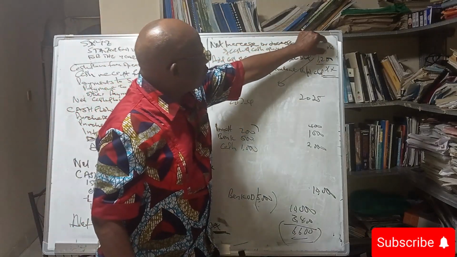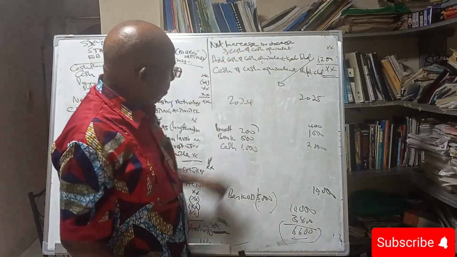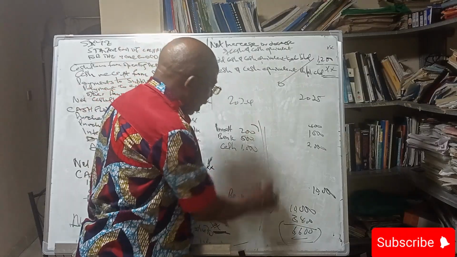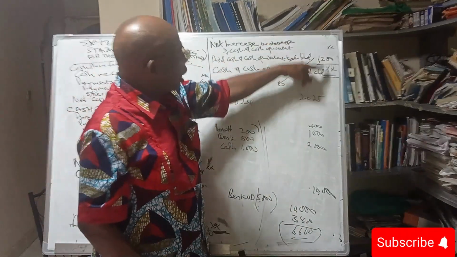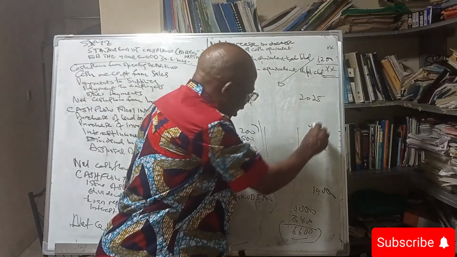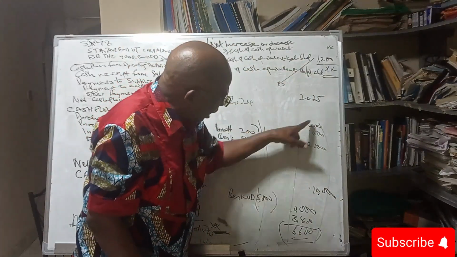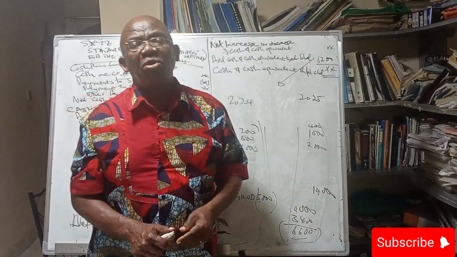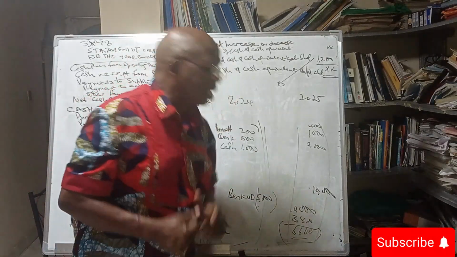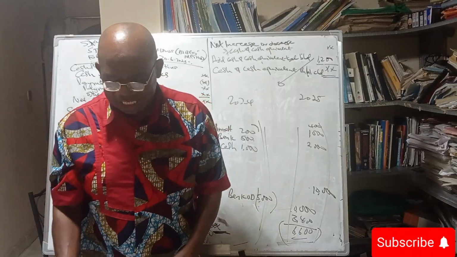For the net increase or decrease, you add what we had at the beginning of the year, and what we had at the beginning of the year is this one. Then you are supposed to get what we have at the end of the year. Whatever figure you get, if it does not agree with the figure at the end of the year, it means you made a mistake. But if it agrees, it means you did it well.